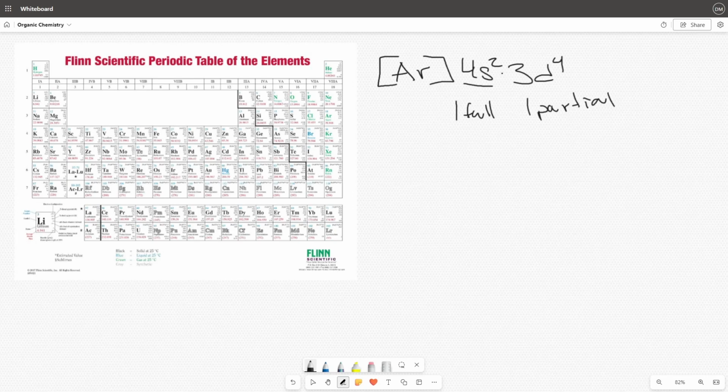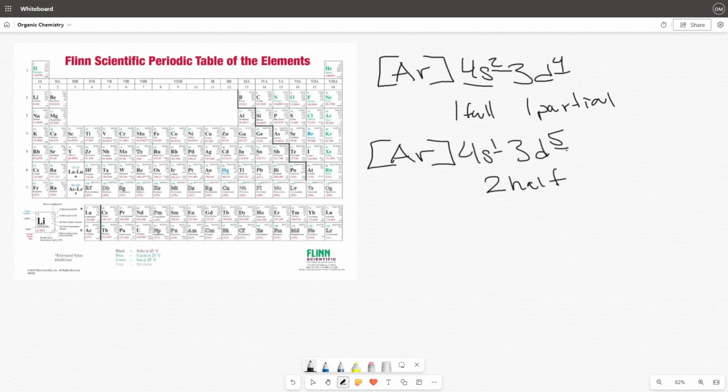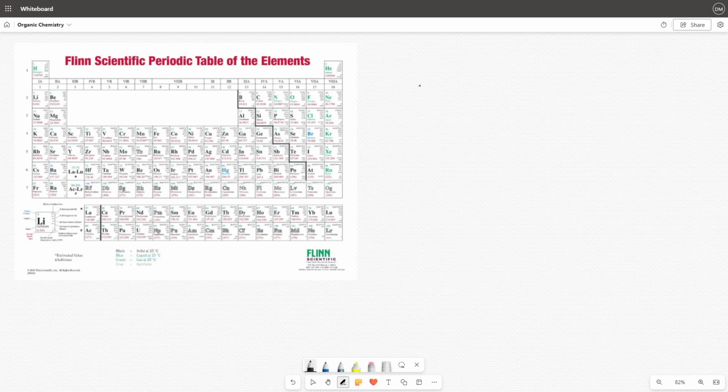If you can see here, there's an obvious way that we can make this more stable. We can write it as [Ar] 4s1 3d5. So these two sums are still going to be the same, this adding to 6, this adding to 6, but there's now going to be 5 electrons in the 3d orbital, and there's only going to be 1 in the 4s orbital. Why is this the case? Because once again, this has 2 half-filled orbitals, which is going to be overall better than 1 full and 1 partial. The final way to represent an electron configuration is through an Aufbau diagram.